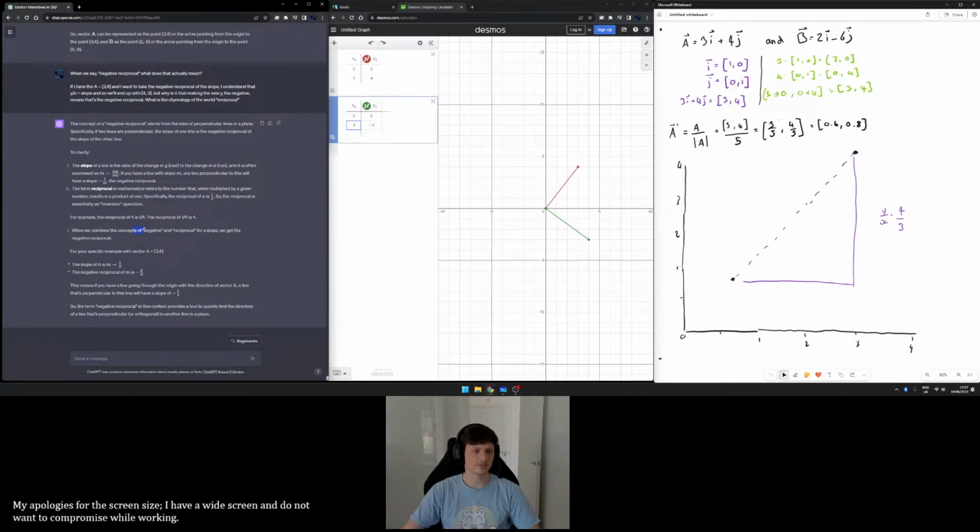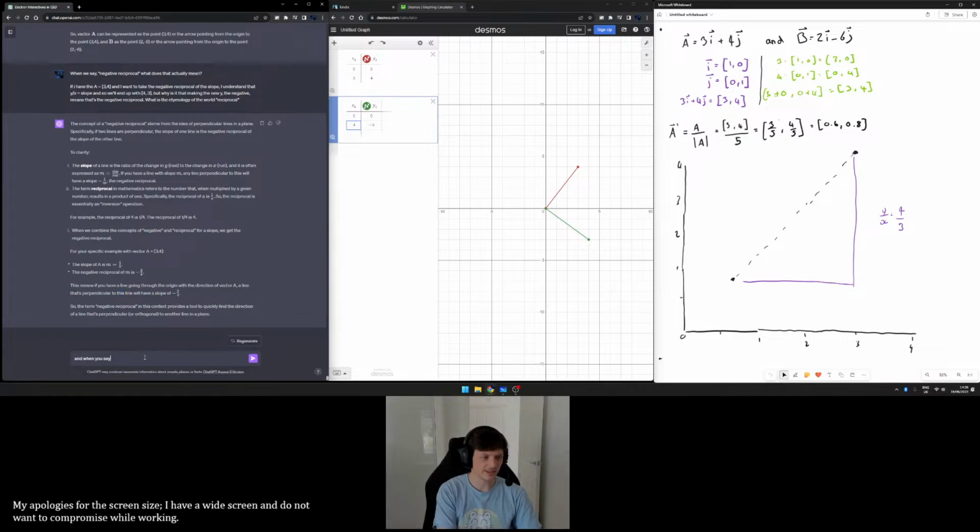When we combine the concepts of negative and reciprocal for a slope, we get the negative reciprocal. For your specific example with vector a, 3, 4, the slope of A is m, 4 over 3, and the negative reciprocal of m is negative 3 over 4. This means if you have a line going through the origin with the direction of vector a, a line that's perpendicular to this line will have a slope of negative 3 over 4.